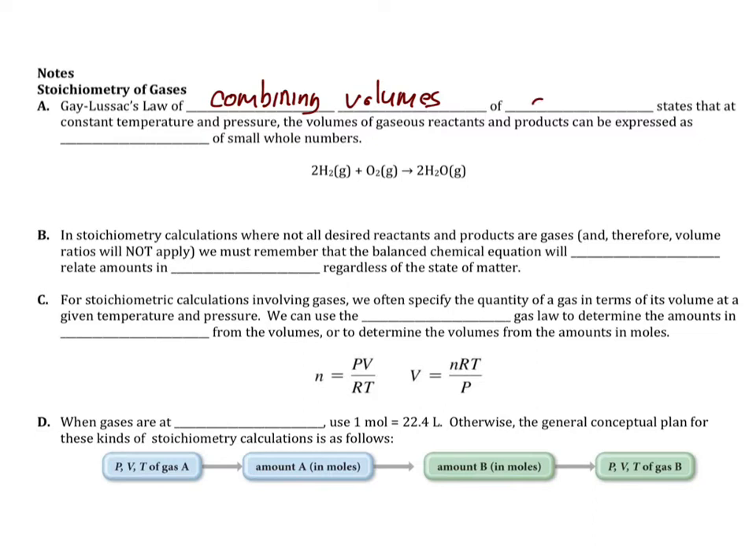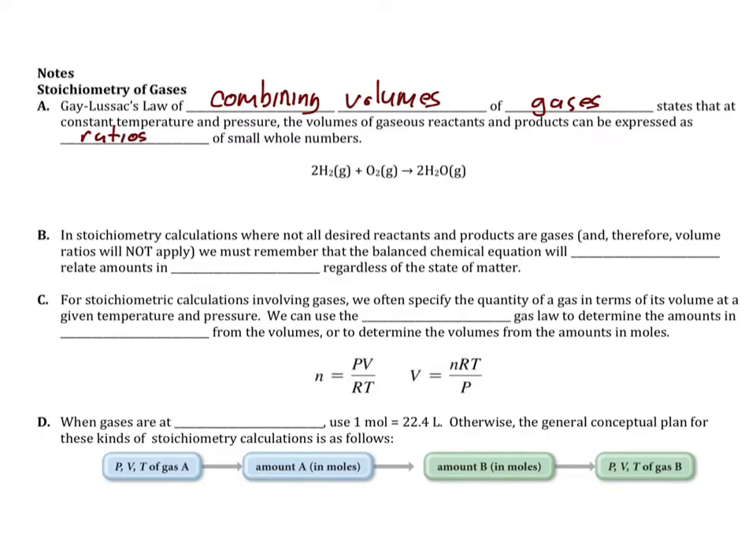Of gases, which states that at a constant temperature and pressure, the volume of gases or gaseous reactants and products can be expressed as ratios of small whole numbers.